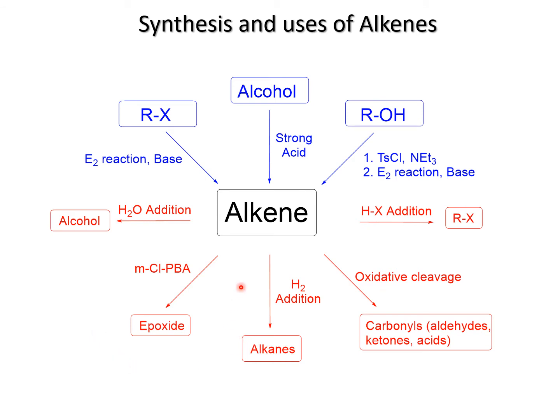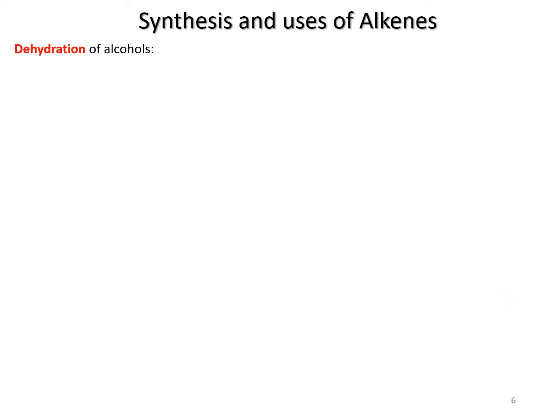We can do hydrogenation of alkenes to form alkanes, like we can see for the previous example. We can do addition of hydrochloride or hydrobromide to form new halogenoalkanes, and sometimes we can use them also for oxidative cleavage to form new carbonyl compounds. Let's see the synthesis and uses of alkenes with different practical examples.